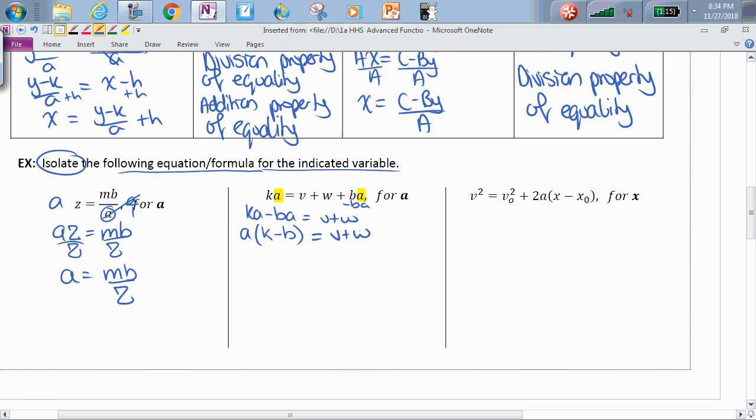Equals V plus W. And then now to get rid of this K minus B, we're just going to divide both sides by this K minus B. It divides out here, left with just A, and we have B plus W over K minus B. So we're just manipulating the letters.